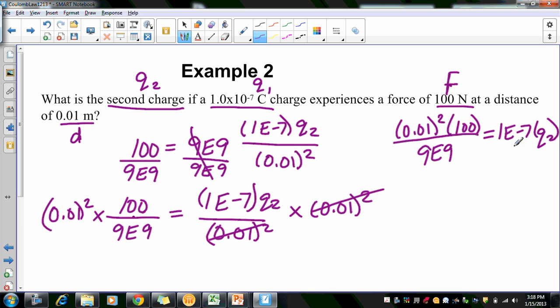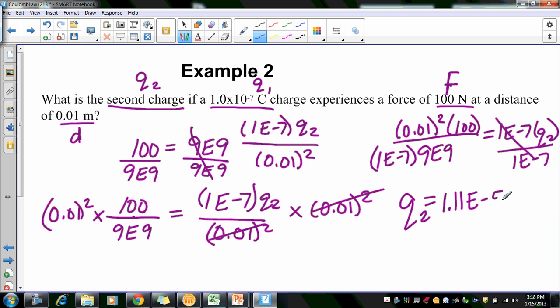And so our last step is to divide by 1E negative 7. So divide by 1E negative 7. And we're left with Q2. If we do all of this math together, we get 1.11 E negative 5. And charge, Q, is measured in coulombs.